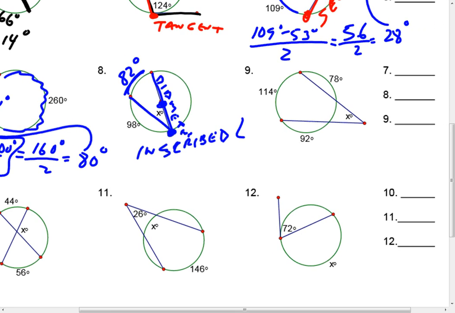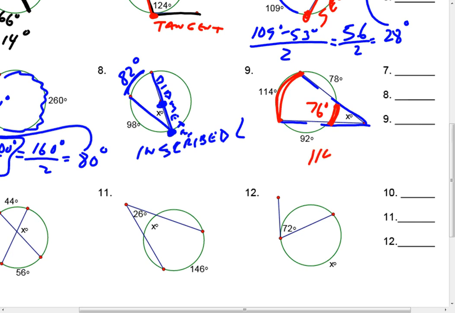Number 9, another 2 secant angle that's external to the circle, but I don't have both components. I need these 2 components, the 114 plus this little piece right here. How many degrees in a circle? How much is left for this little piece from all of that? 76. That's that arc right there.